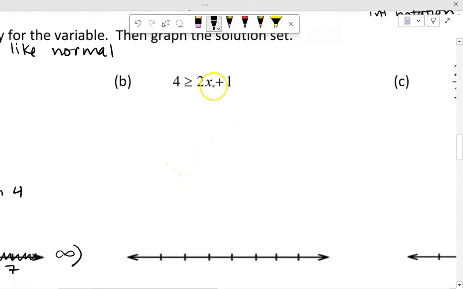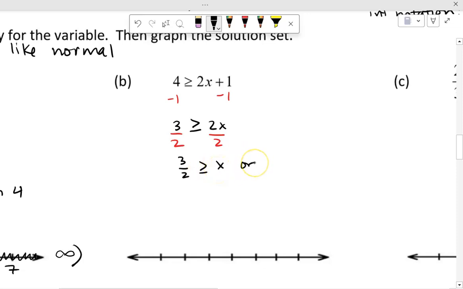In this one, x is on the other side of the inequality, which we're not used to seeing, but I'm going to move stuff around like normal and then go from there. 4 minus 1 is 3. Then we have greater than or equal to 2x. Divide by 2, and you're going to get 3/2 is greater than or equal to x.